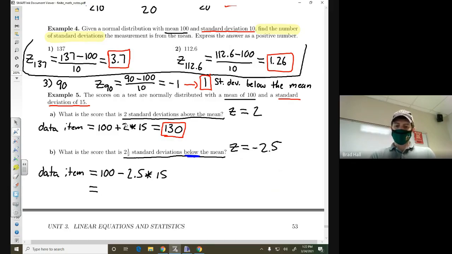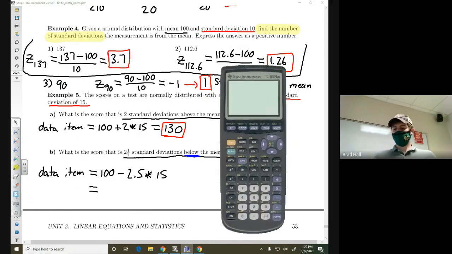So I'm pretty sure 2.5 times 15, so that's 30 plus 7.5, 37.5. One minus that, I don't know, 61.5 or something. Let's find out. 100 minus 2.5 times 50. 62.5, I was off. Okay. 62.5. Again, very easy computation. And that's already the answer.